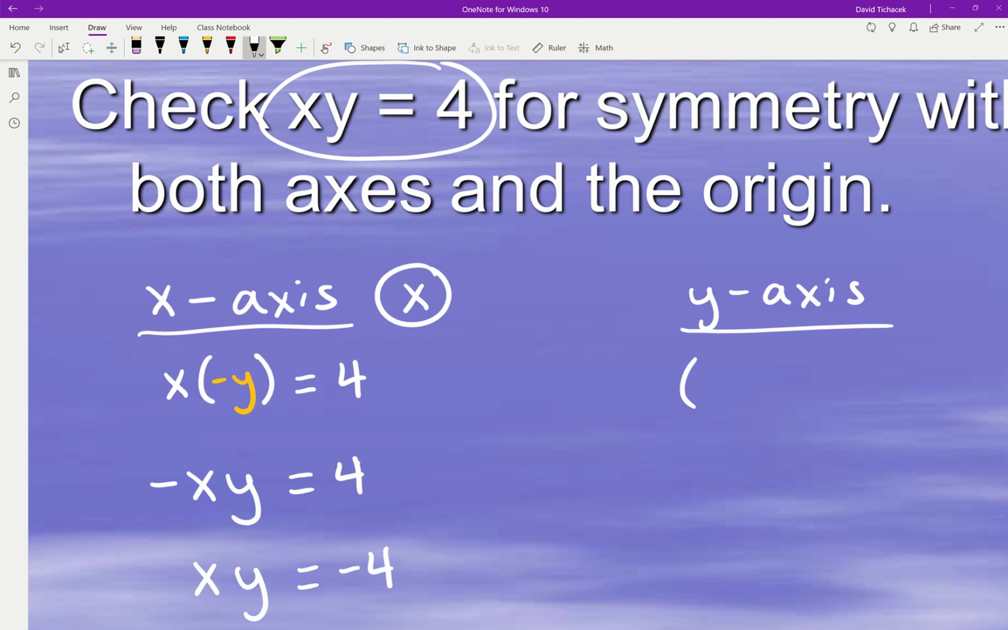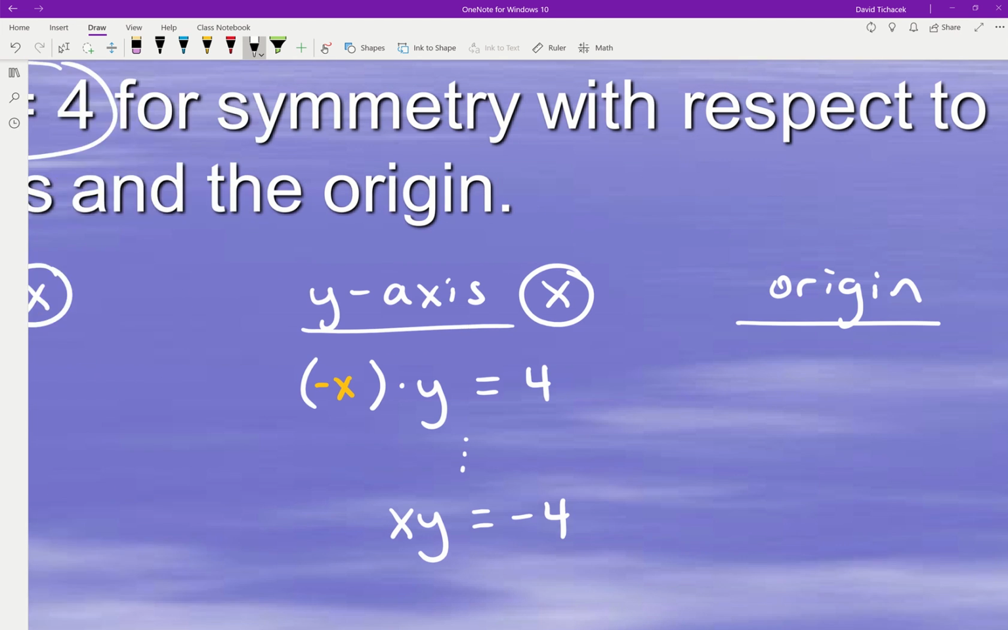Here is where we replace x with negative x and see if anything changes. Well, by similar reasoning here, you would arrive at the exact same conclusion that we just did for x-axis symmetry, where you would see that x times y is equal to negative 4, and that's a problem as well, so no y-axis symmetry in this graph.